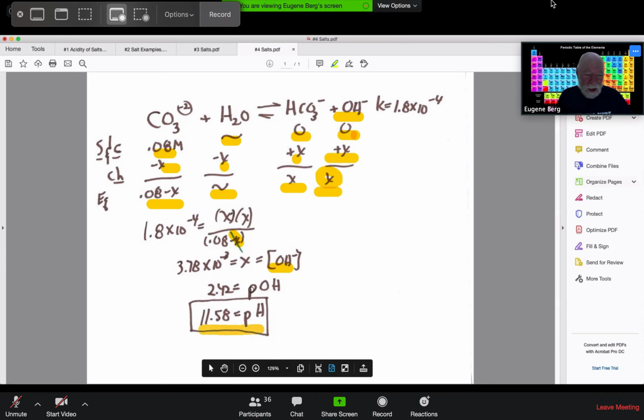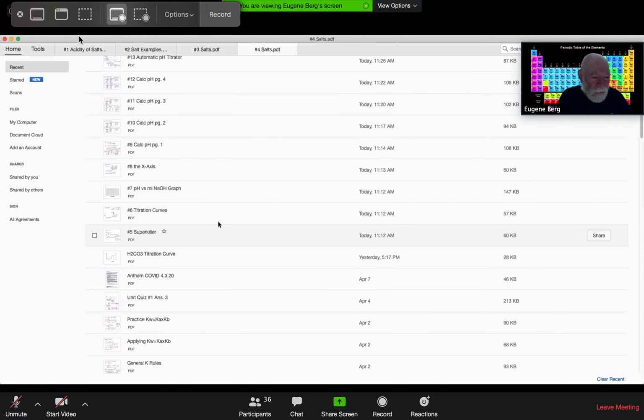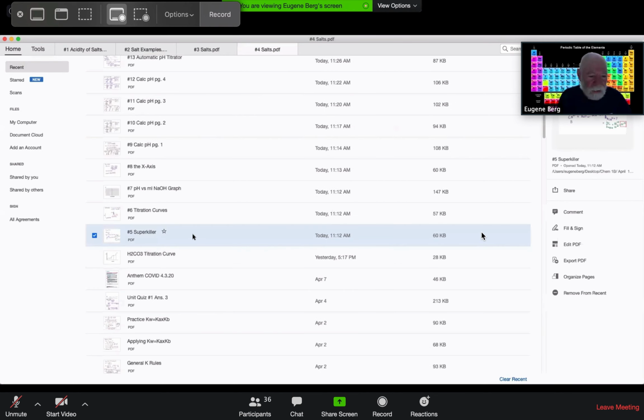As a double check, think of a pH scale. If you get a pH higher than 7, it should be a basic pH, and sure enough, this will be a base. So I hope you follow the mathematics on that. Okay, you're now ready for the super killer.